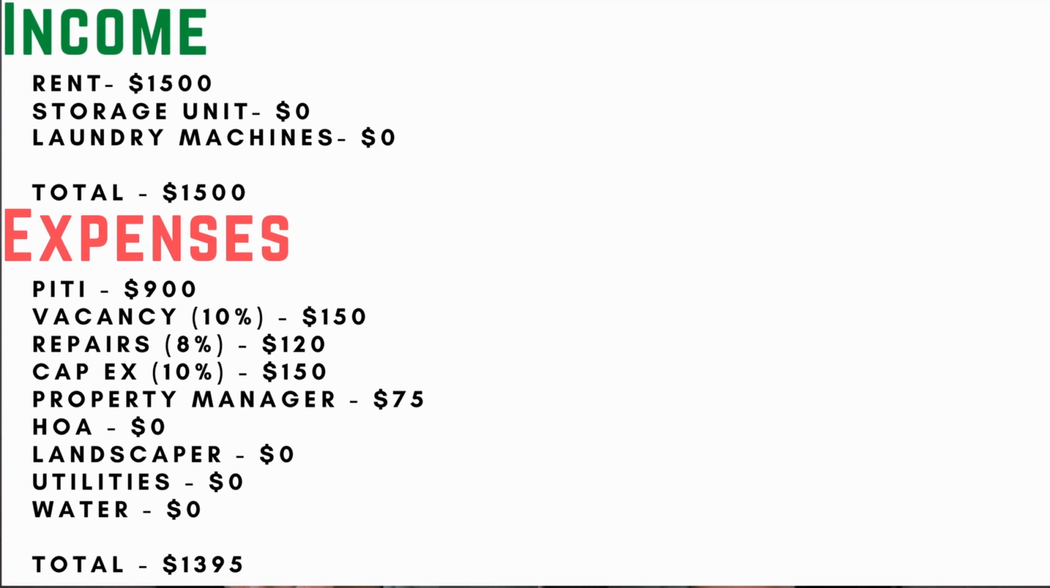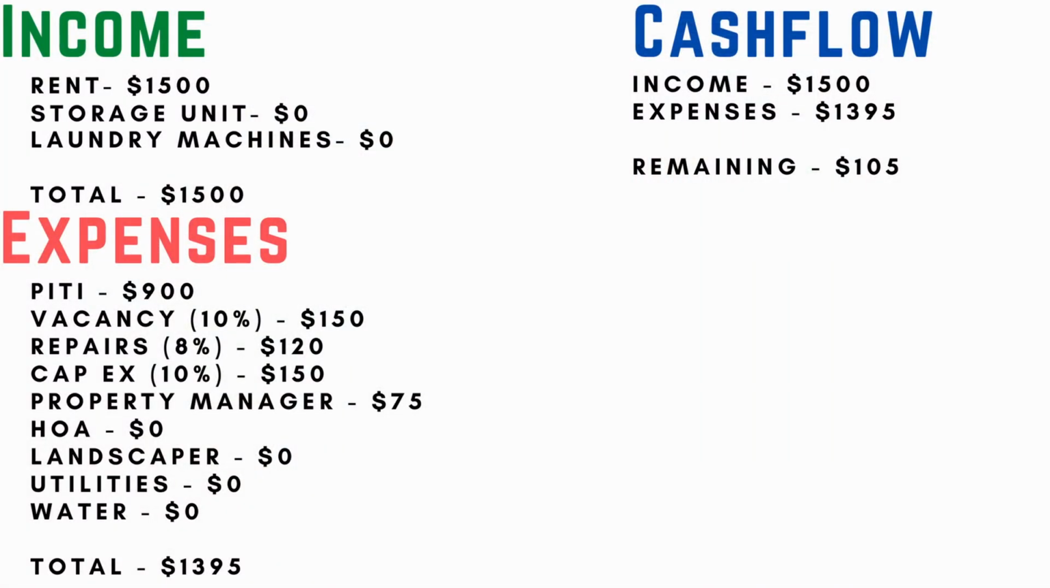So if you add that all up, you have $1,500 of income, and your total expenses are $1,395, which means you have $105 of that almighty cash flow. That is it. Extremely easy to be able to do, but now you need to be able to understand whether it's a good deal or not.